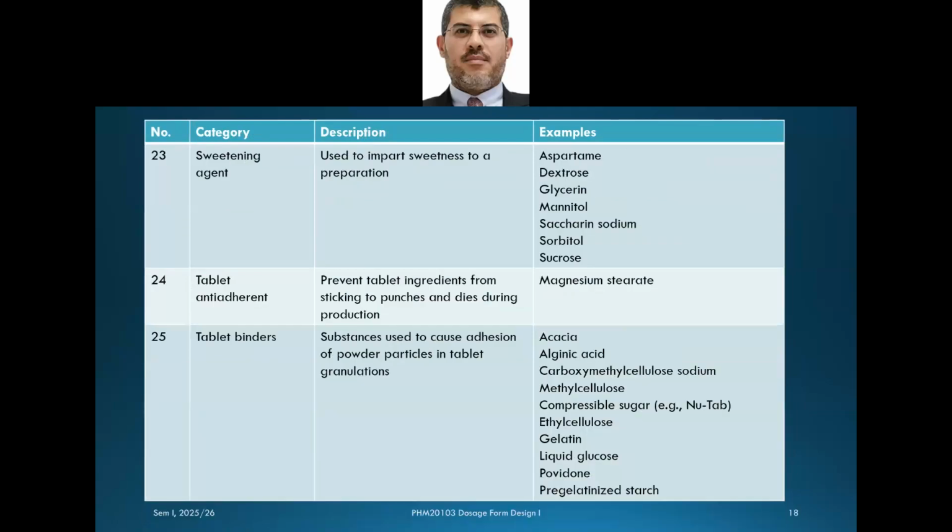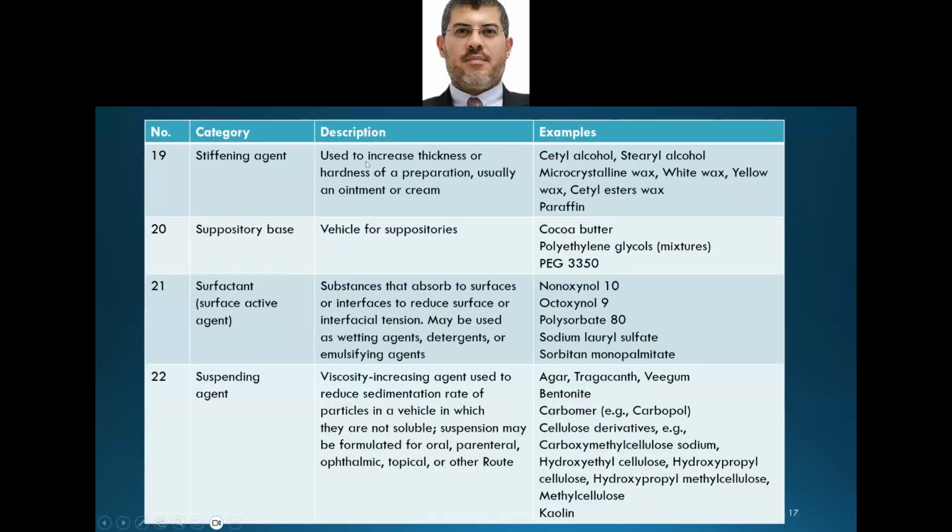Some materials are used as stiffening agents to increase the thickness or hardness of a preparation, usually ointment or cream. So, for example, you make a normal emulsion, just using emulsifying agent, water, and oil. Then you get something like milk, just a liquid. How about if I want to make it a little thicker? Then I can add a stiffening agent, and I can make a lotion, like Nivea lotion. You can add more, then you can make it semi-solid like an ointment or a cream.